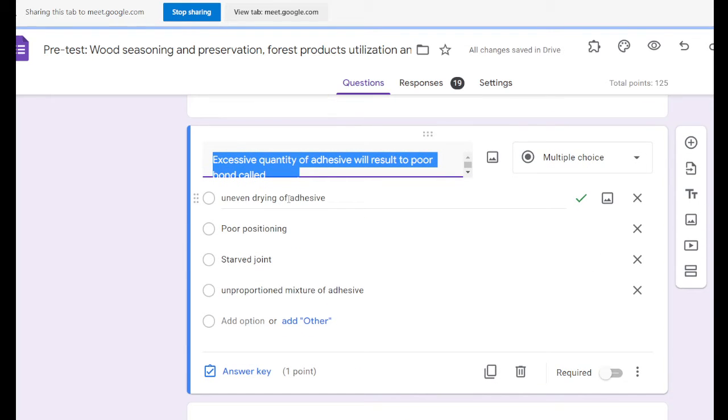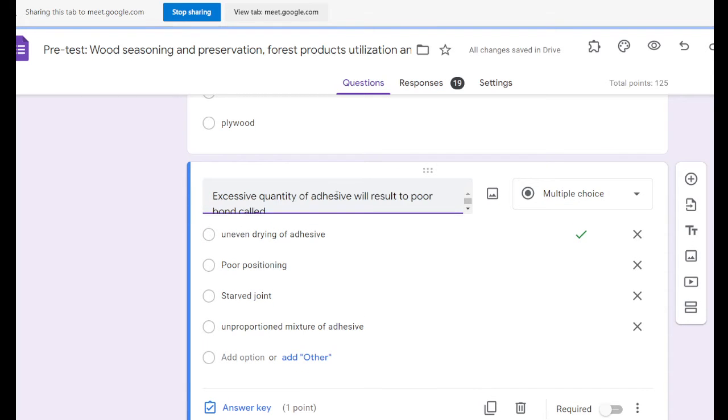The correct answer for this one is uneven drying of adhesive. Okay. Starved joints mean the adhesive did not penetrate. But the problem, if excessive, if too much is applied, this one is on the production of laminated boards, plywood, engineered wood products or engineered bamboo products. If the adhesive is applied unevenly, the result is uneven drying of the adhesive on the surface. That impacts its strength properties. Okay?